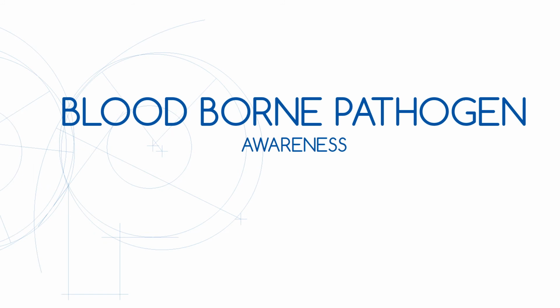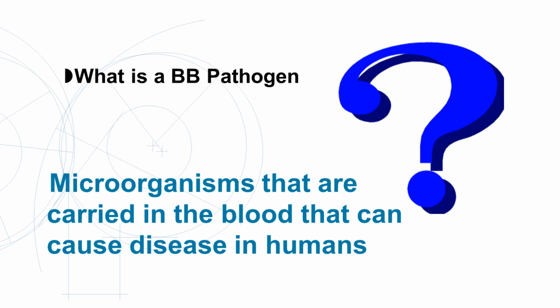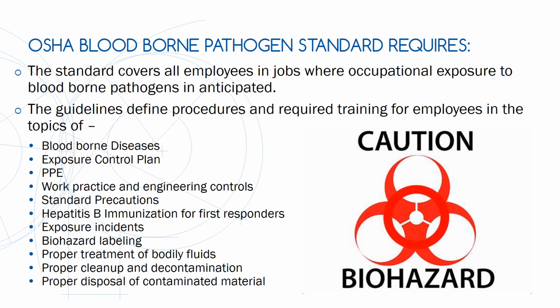Now we will be covering blood-borne pathogen awareness. What is a blood-borne pathogen? Blood-borne pathogens are microorganisms that are carried in the blood that can cause disease in humans. OSHA blood-borne pathogen standard requires: the standard covers all employees and jobs where occupational exposure to blood-borne pathogens is anticipated.